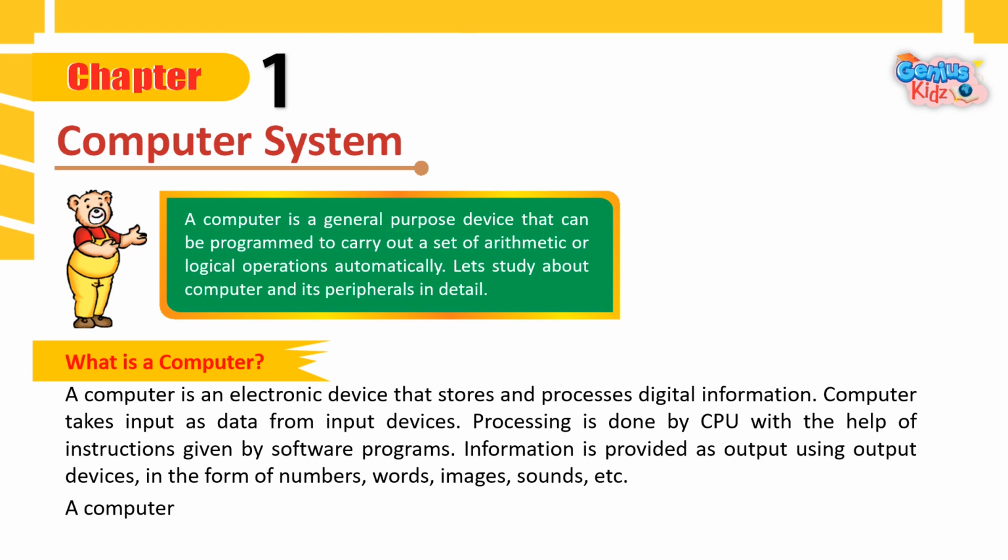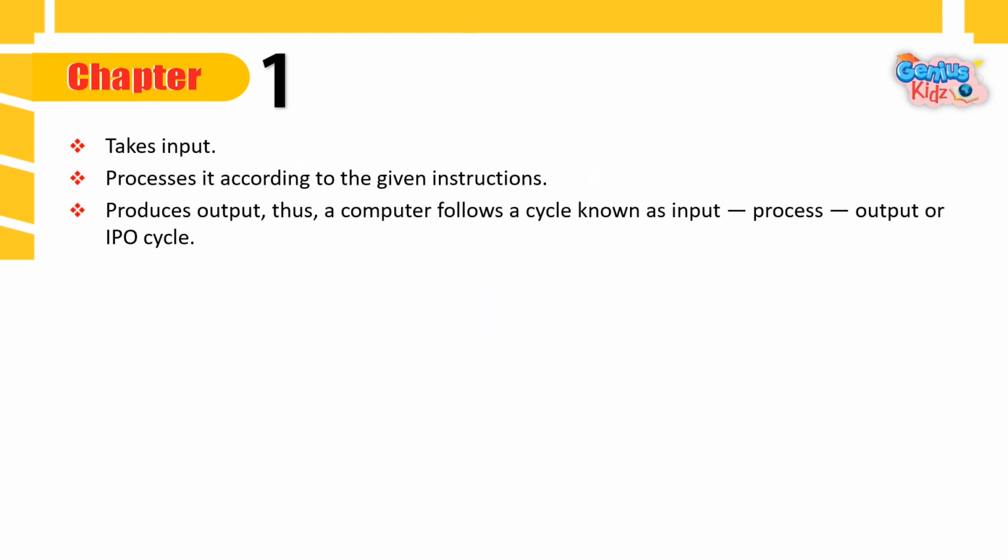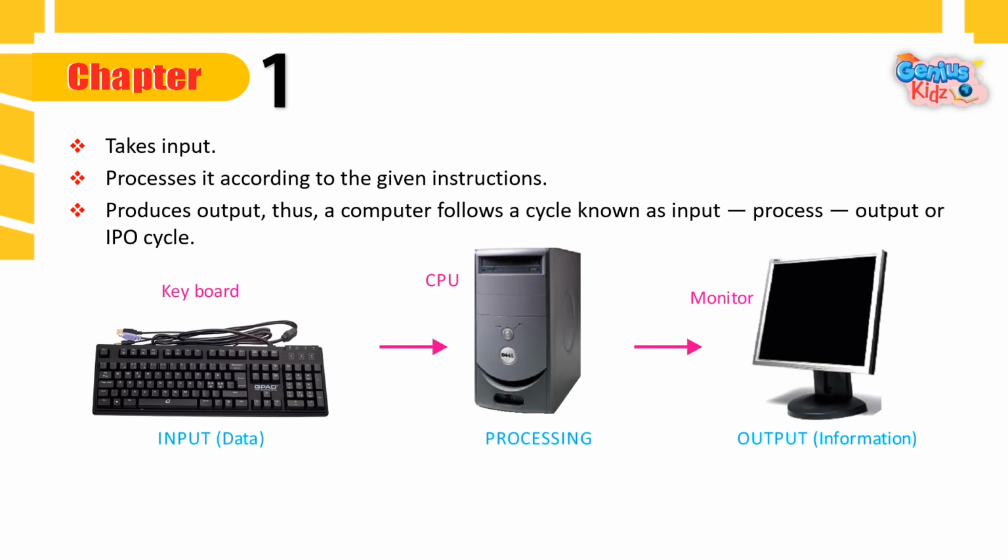A computer takes input, processes it according to the given instructions, produces output. Thus, a computer follows a cycle known as input, process, output or IPO cycle. Keyboard: input data. CPU: processing. Monitor: output information.